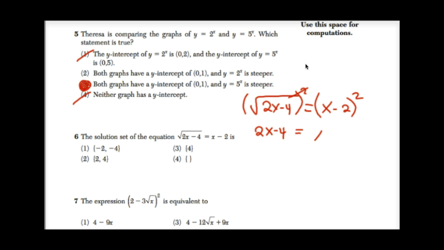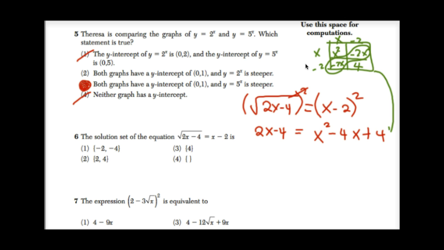If I do the box method, I get x squared minus 4x plus 4, and I'm going to show you that here. Remember the box method: x minus 2, x minus 2, x squared, minus 2x, and this is a positive 4. Combining my like terms, I will get this right here. Now I'm going to have a quadratic, so make everything equal to 0. Minus 2x here and add 4, minus 2x, and then I'm going to add 4.